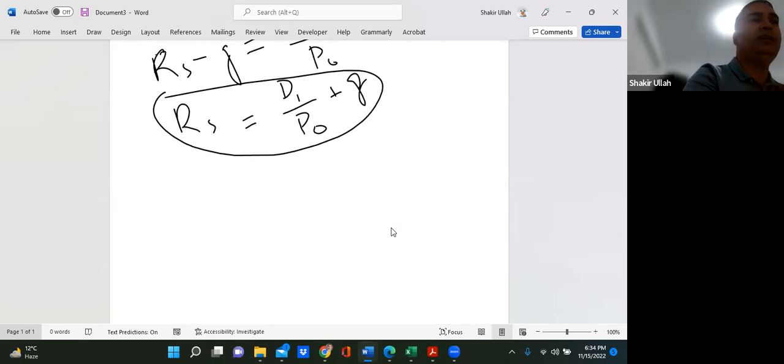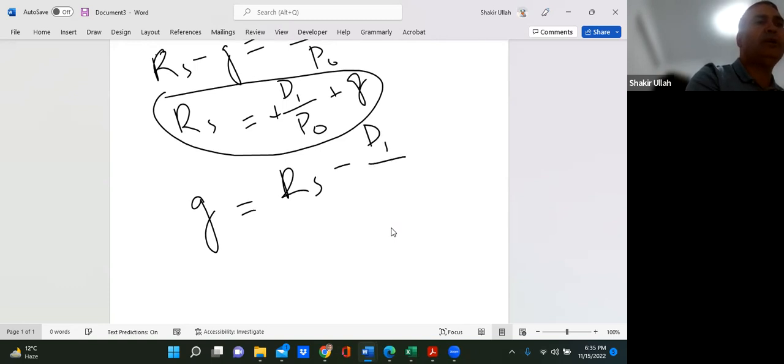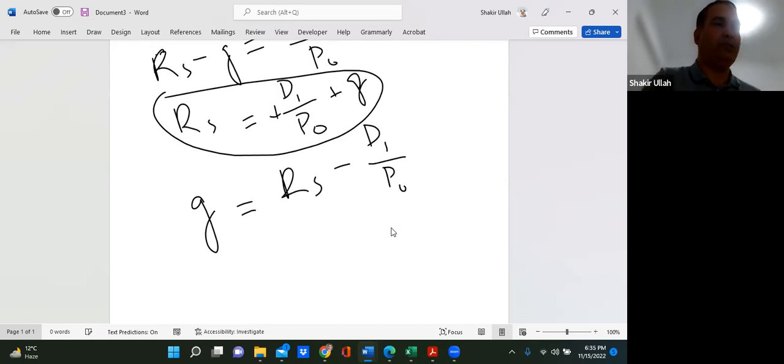If we have to find G, of course, we have to take the D1 by P0 to the other side of the equation, right? And this D1 by P0 is a plus over here. When it goes to the other side, it becomes a minus. So I can rearrange the formula, and that G would be equal to RS, which would already be positive, minus the D1 by P0. When it goes to the other side of the equation, it becomes minus. So the formula is RS minus D1 by P0.